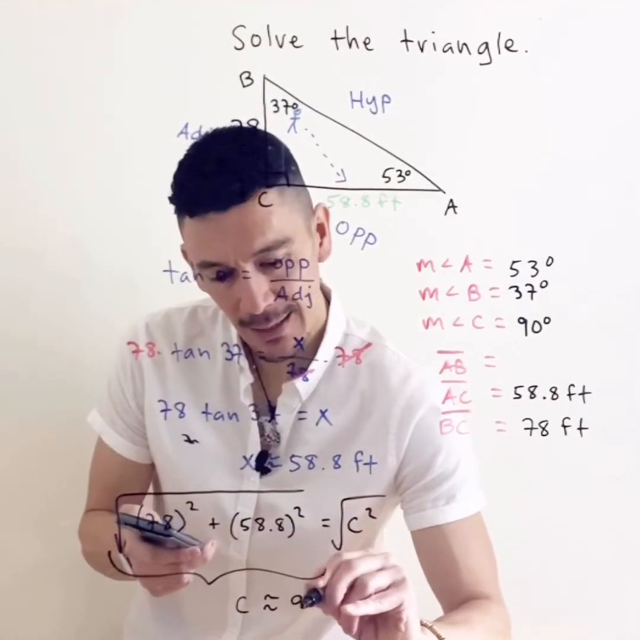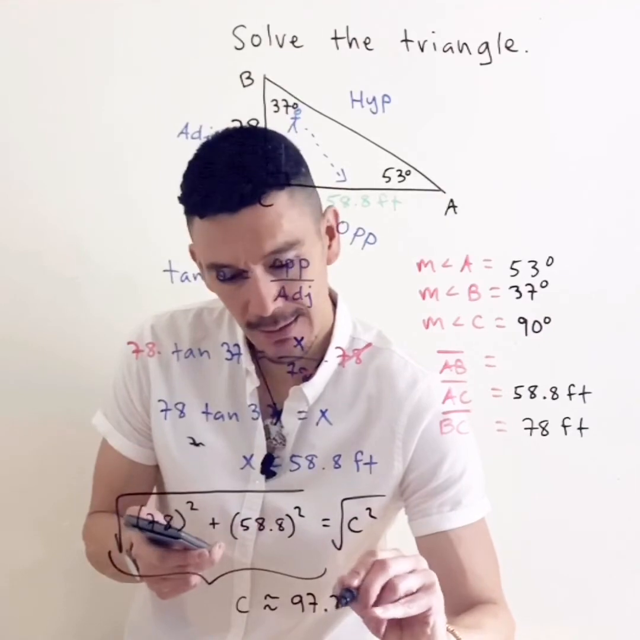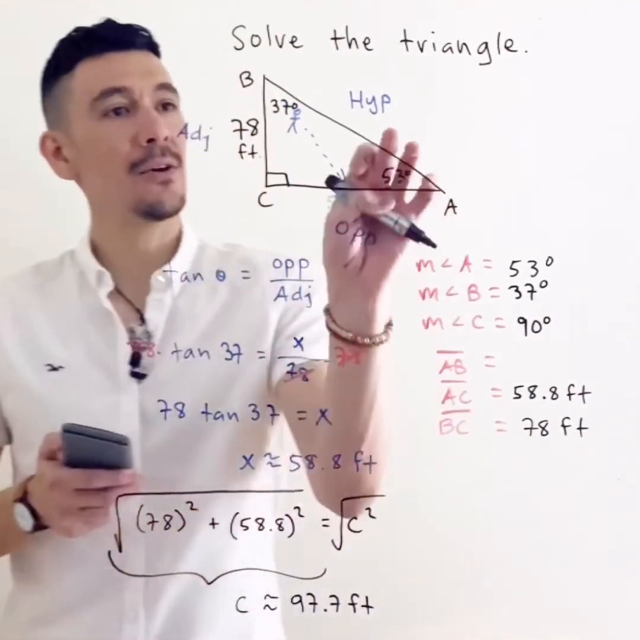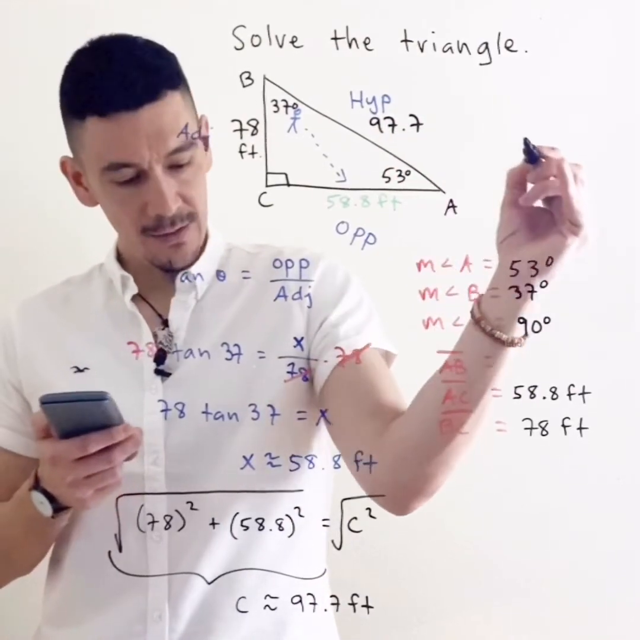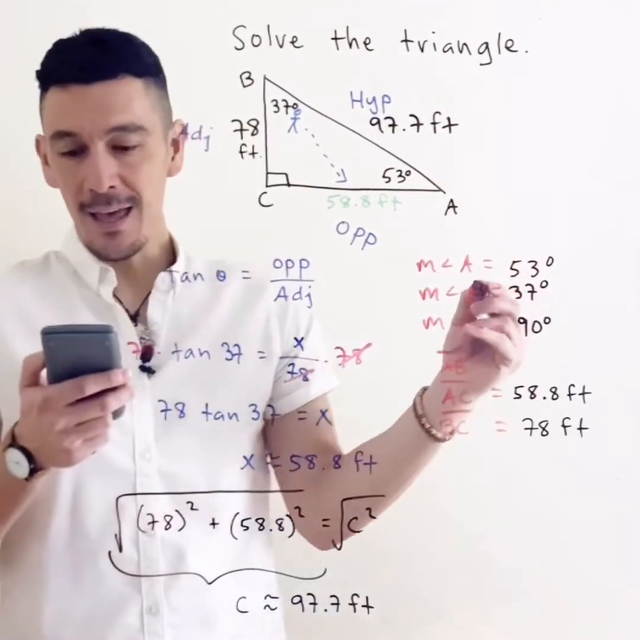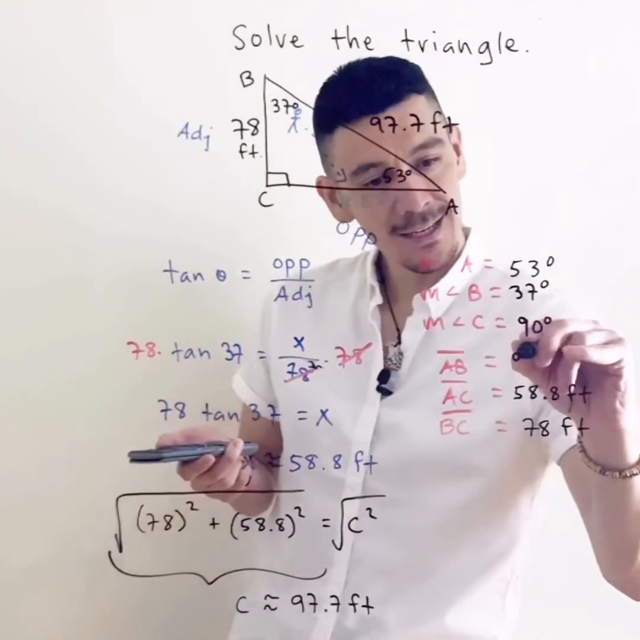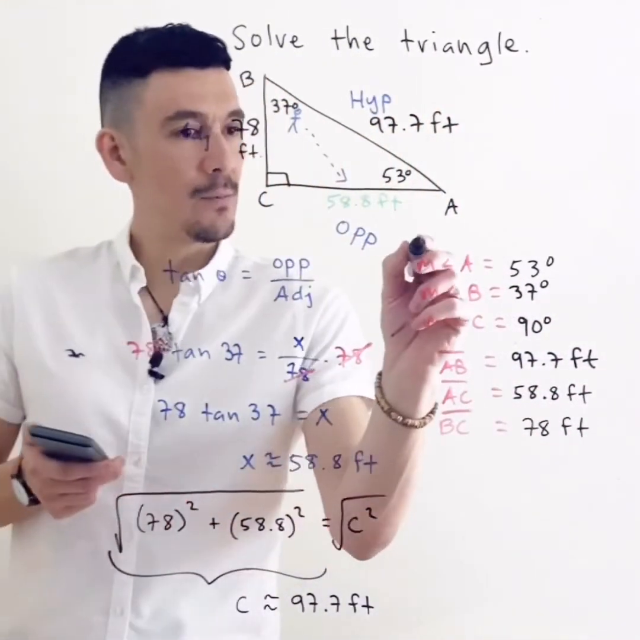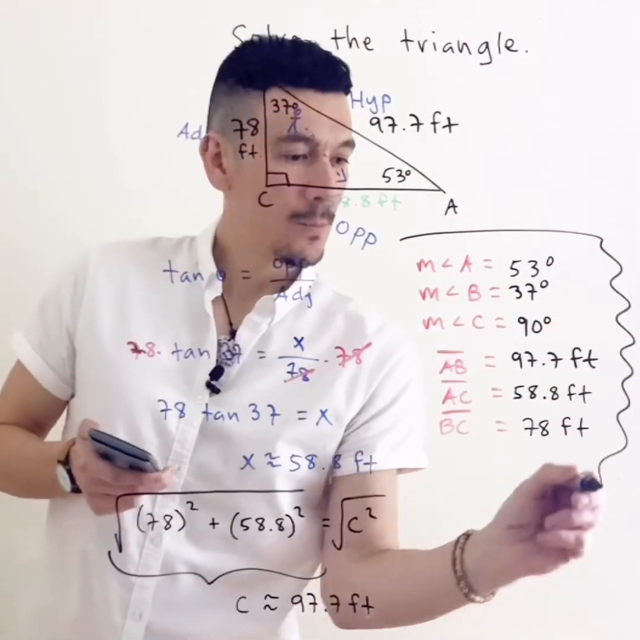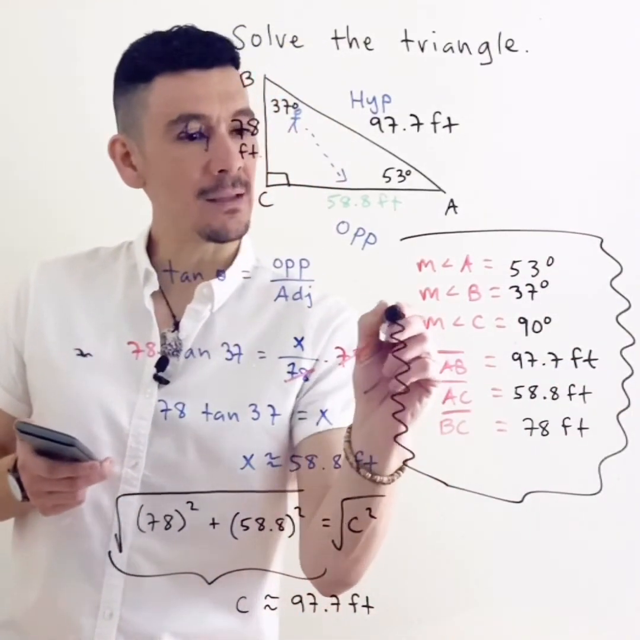I got about 97.7 feet. So that goes here. 97.7 feet. And we're done, right? So box this in. We have solved the triangle.